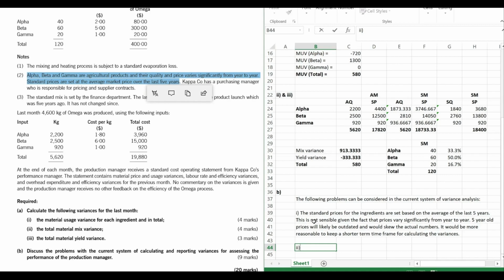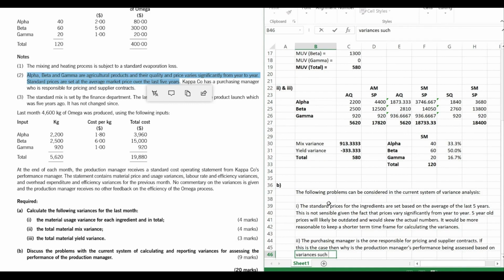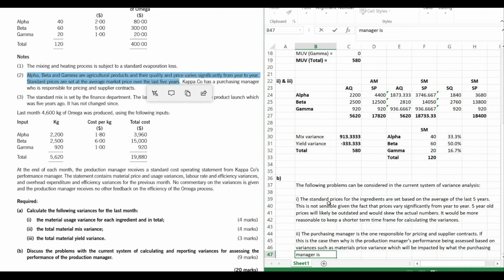After that, it says Capaco has a purchasing manager who is responsible for pricing and supplier contracts. So we'll say the purchasing manager is the one responsible for pricing and supplier contracts. If this is the case, then why is the production manager's performance being assessed based on variances such as materials price variance, which will be impacted by what the purchasing manager is doing, right?